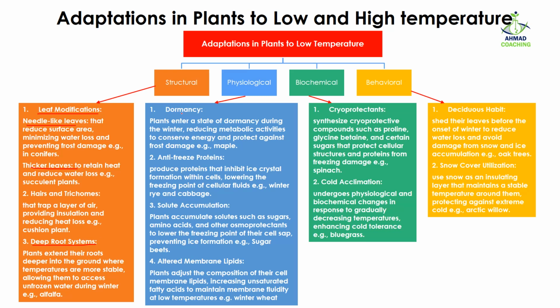They undergo a dormancy period and slow down their metabolic activities. They increase the antifreeze proteins in their cell sap, as well as they increase the fluid accumulation in the cell sap so that they can reduce the freezing temperature of their cell fluids.